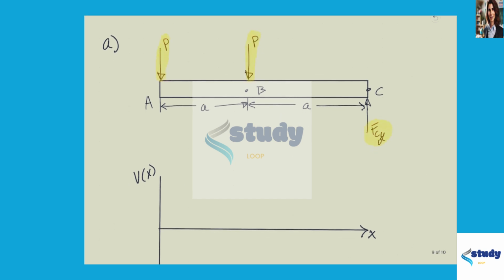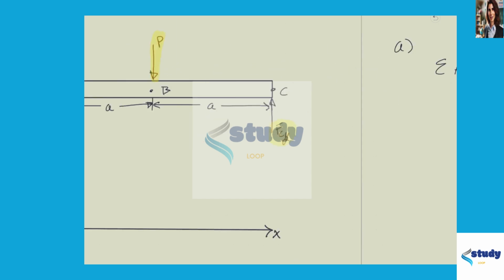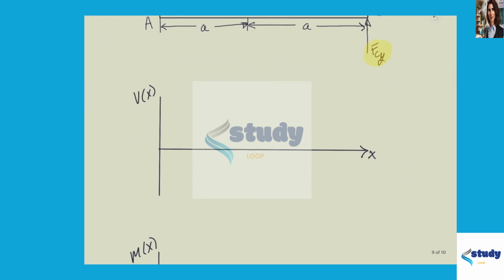and to do that we'll go ahead and sum up our forces. Which is going to be negative P minus P plus Cy equal to 0, which means that Cy is going to be equal to 2P. So it's fairly simple right there. And then from this we can go ahead and start to fill out our shear diagram.